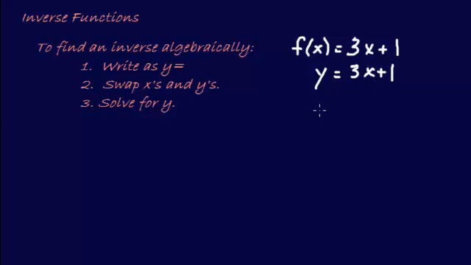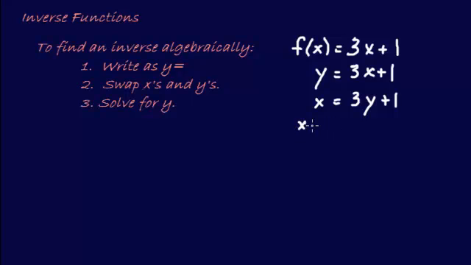Next, we're going to swap our x's and y's. So wherever there's an x, I'm going to put a y. Wherever there's a y, I'm going to put an x. So I'm going to have x equals 3y plus 1. Next, I'm going to solve for y. That's my third step in the process.